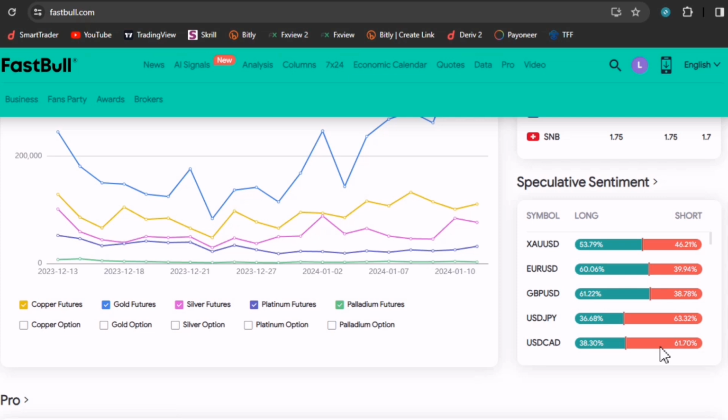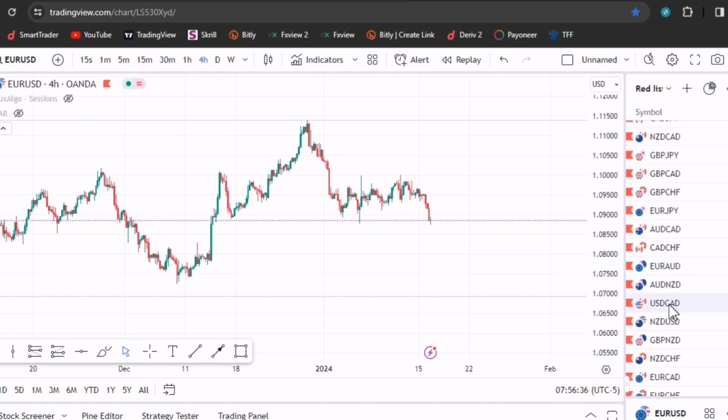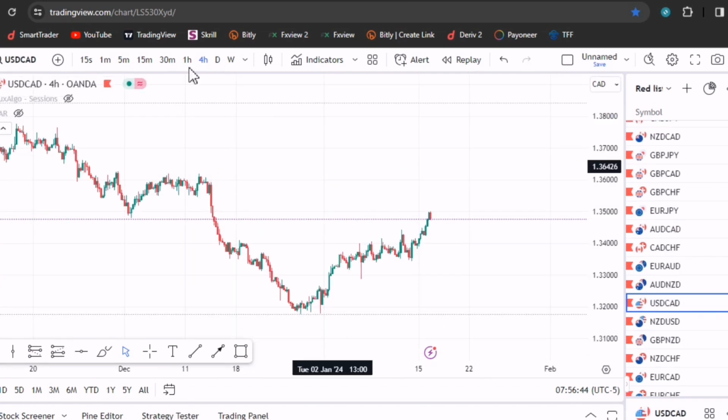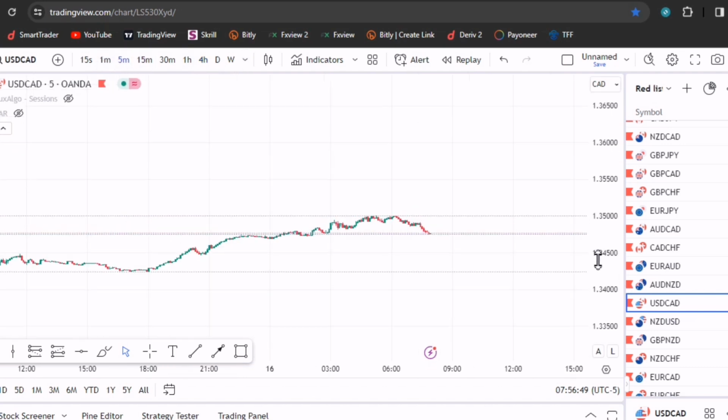So let's take, for example, USDCAD down here. See that there is 61% on one side, which means price is on a strong uptrend, and there's a very good chance that you find a good sell entry or a good buy entry. So let me just go to USDCAD. Right here we have USDCAD. Let's take it to a smaller time frame, say the 5 minutes time frame.